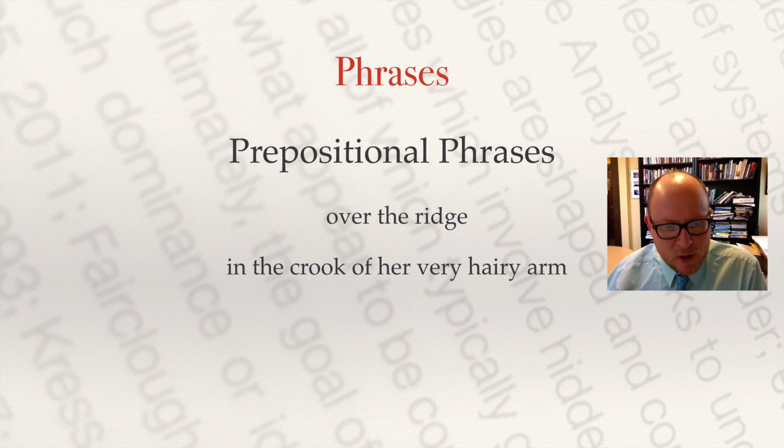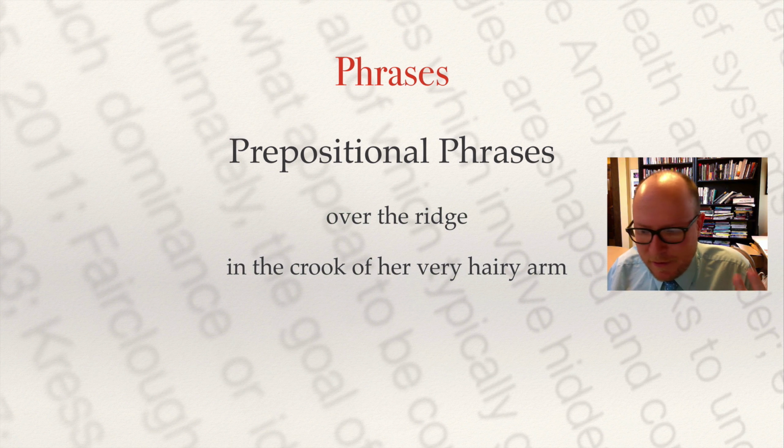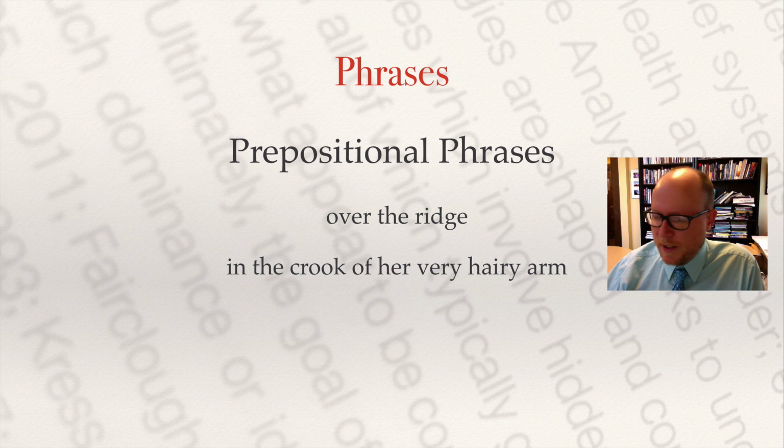Now you can also stack prepositional phrases together that will function as a single prepositional phrase, like "in the crook of her very hairy arm," right? That's one sort of object, one kind of thing. "In the crook of her very hairy arm." That's one location, if you will, but it's got two prepositional phrases that construct it together. And again, we want to think in terms of how these chunks of information function much more so than what the specific words are within it, and that helps us see how the overall sentence is working together.